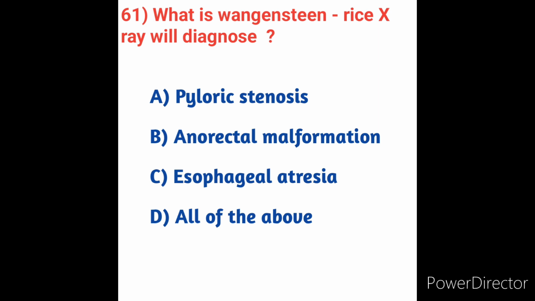We will see now. The Wangensteen-Rice X-ray, first described in 1930 using inversion radiography, indicates the distance between the gas bubble within the terminal colon and the perineal skin. So here option B anorectal malformation is the correct answer. The Wangensteen-Rice X-ray will diagnose the imperforate anus. So anorectal malformation is the correct answer, option B.